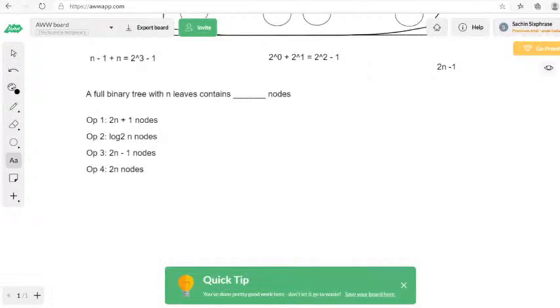So a full binary tree with n leaves contains dash nodes: 2n plus 1 nodes, log base 2 of n nodes, 2n minus 1 nodes, and 2n nodes. Which is going to fit our case? The third option, 2n minus 1 nodes. That is what we have also found. Is everybody okay with the explanation, or is there anything else that I want to add here?